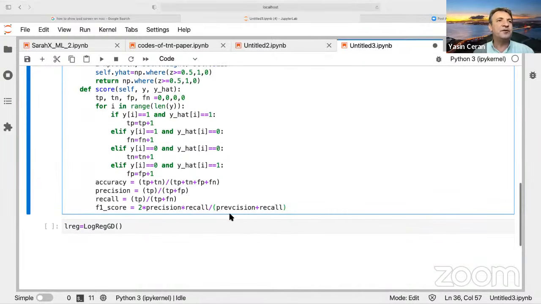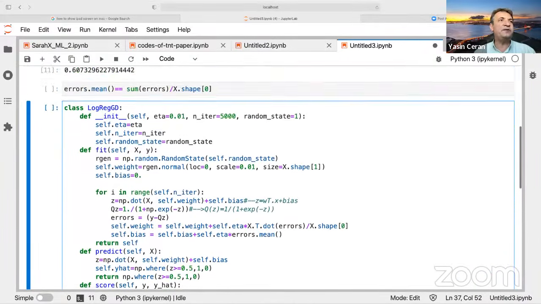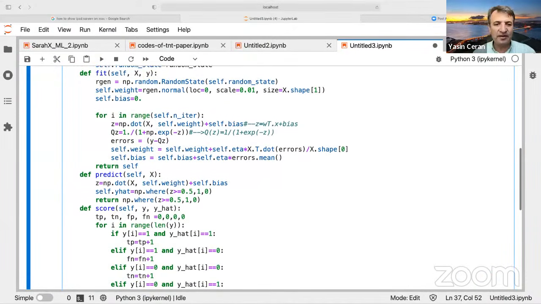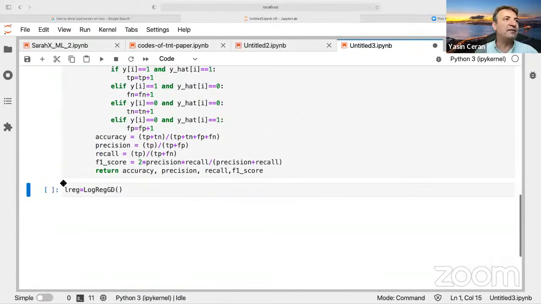Okay, precision. I hope I did all correctly. Please correct me if I did wrong, okay? All right, now let's return these guys. Return accuracy, okay, precision, okay, recall, okay, and then F1 score. I hope we did everything correctly. If I have not done anything wrong with what is that? I'm typing. Let's see.